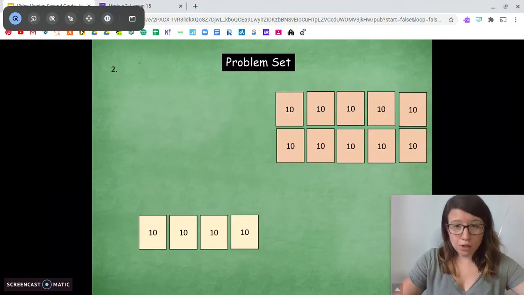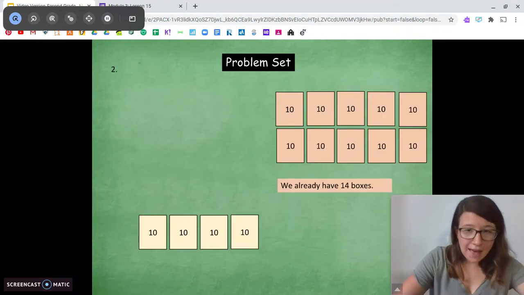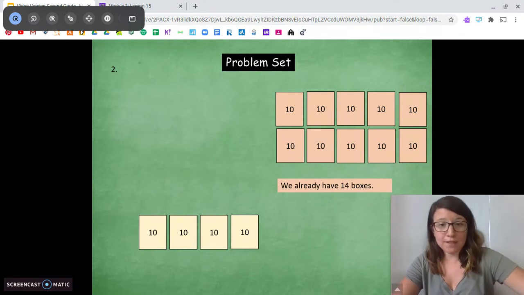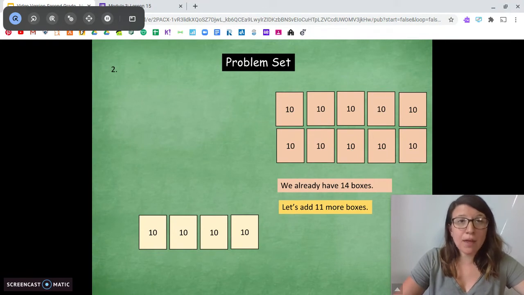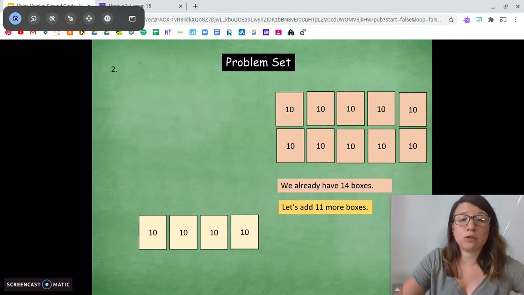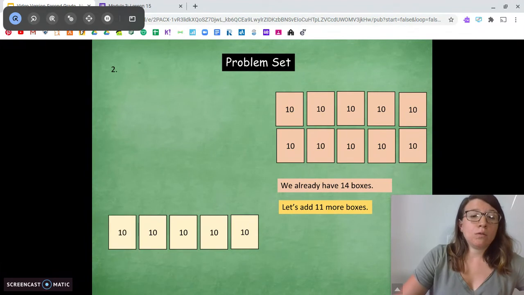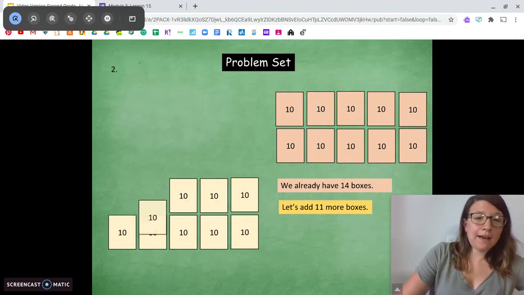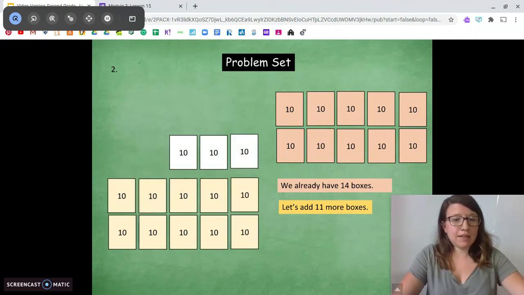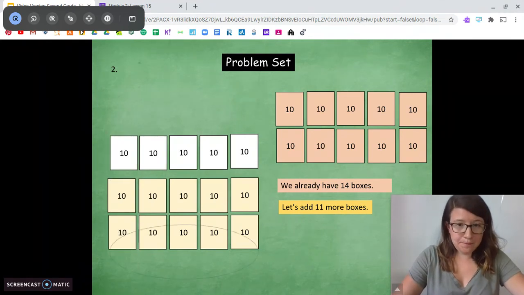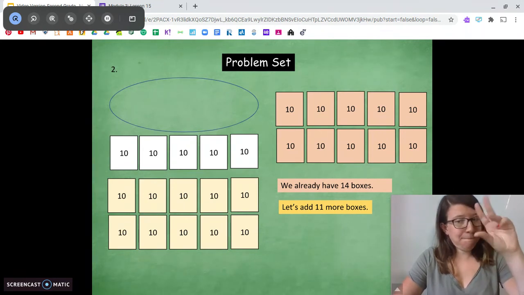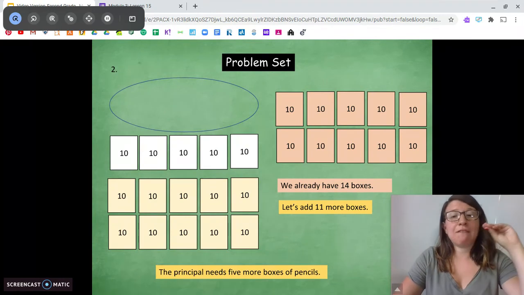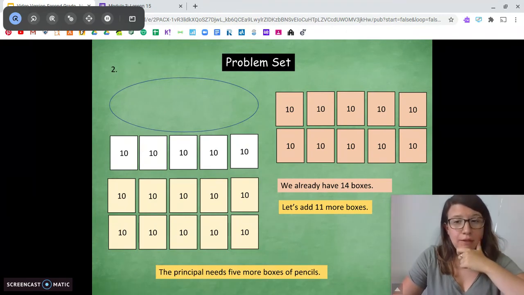Okay. So he has 114. Now he found 7 boxes in the supply closet, 4 in the drawer. So that's 11 total. So let's add those 11 on. 1, 2, 3, 4, 5, 6, 7, 8, 9, 10, 11. Okay. Now, does he have enough? Very good. He still needs 5 more to get to the 300 that he wants.